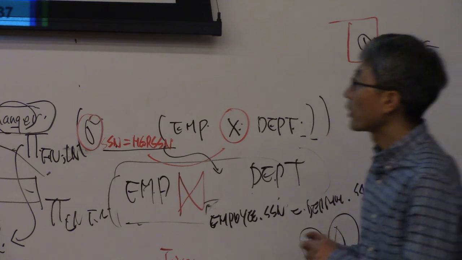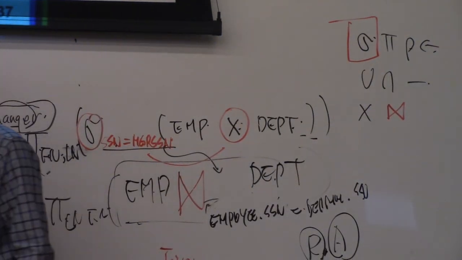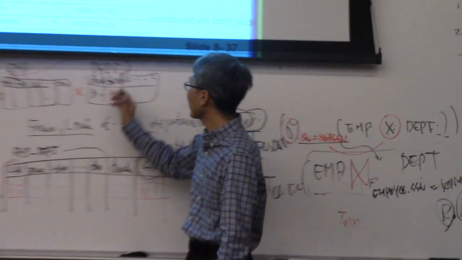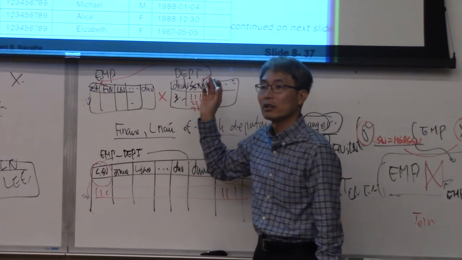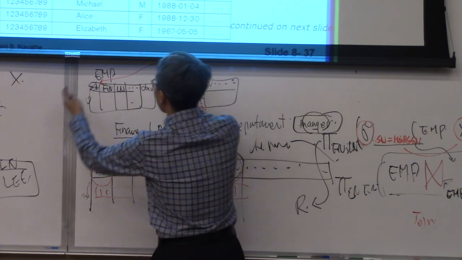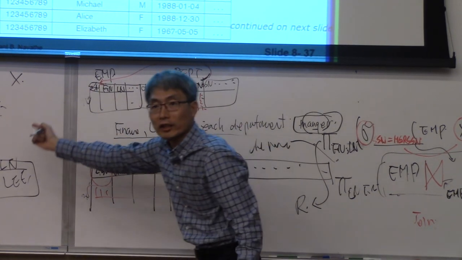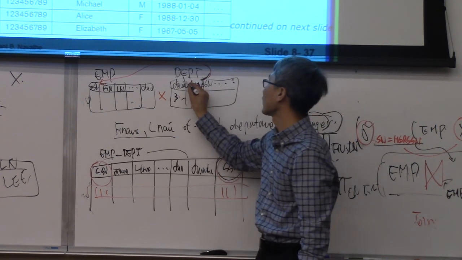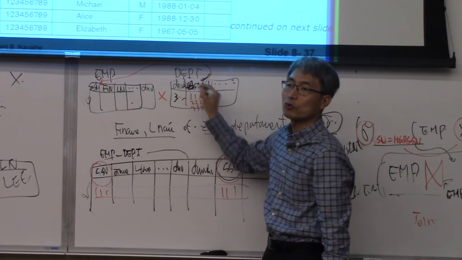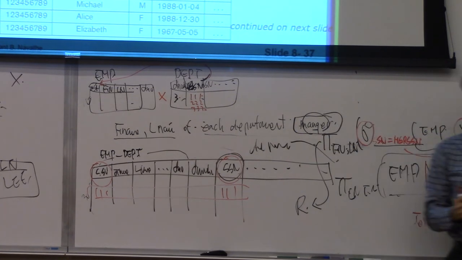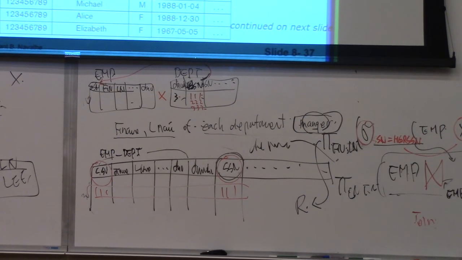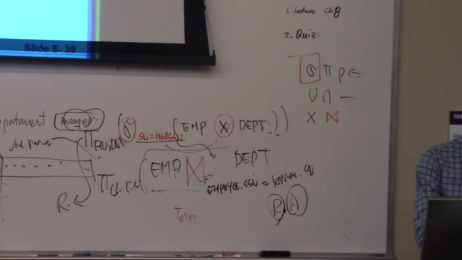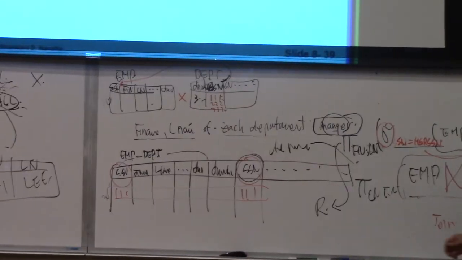Because of that, we strongly suggest, but sometimes intentionally, some database models use the same name. Then they easily recognize that this is the foreign key. Okay, but I strongly suggest to use a slightly different name. MGR SSN, or ESSN. That will be easier to recognize in this case. Okay, so that is the join operation. So join operation is like this one.